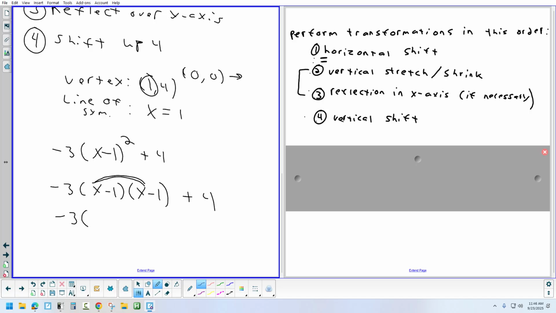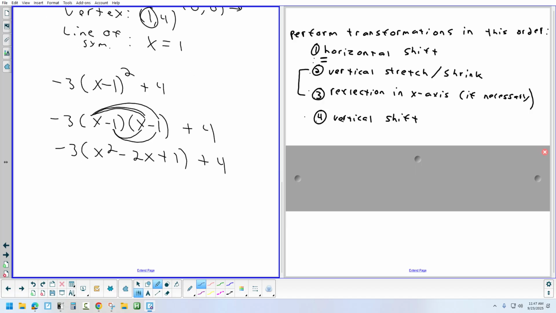It's x squared minus x minus x, that's minus 2x. And minus 1 times minus 1 is plus 1. Now distribute that negative 3 in front. Negative 3x squared plus 6x minus 3 plus 4. What's minus 3 plus 4? Yep, 1. C is 1 in this case.